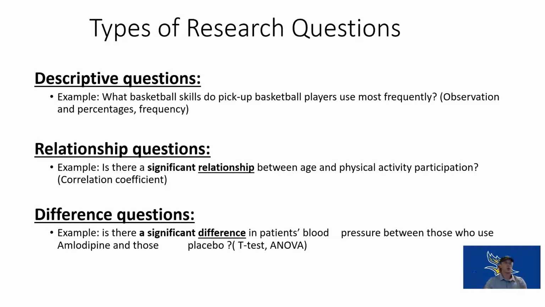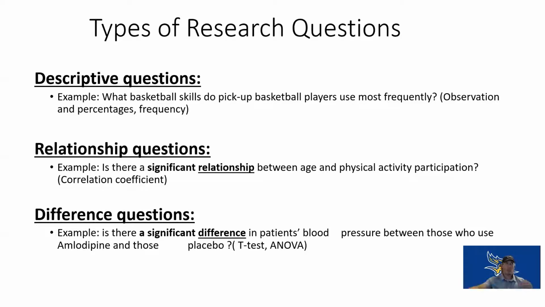And then for difference questions: is there a difference between people with this compared to people with that? Is there a difference if we do this compared to that? Placebo control. For these we will use tests like a t-test or an ANOVA, an inferential statistical approach, using our inferential statistics like our independent and dependent t-tests, or our ANOVAs. These are some examples of difference-based statistical approaches.